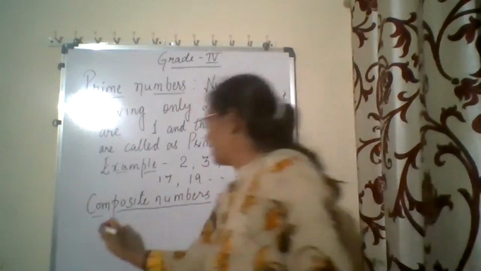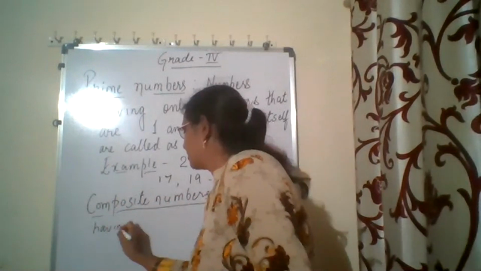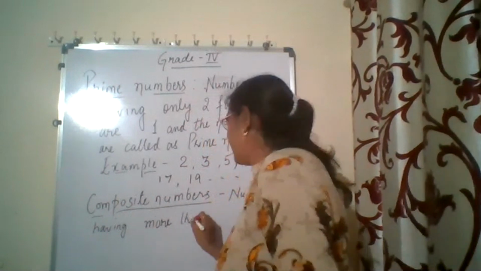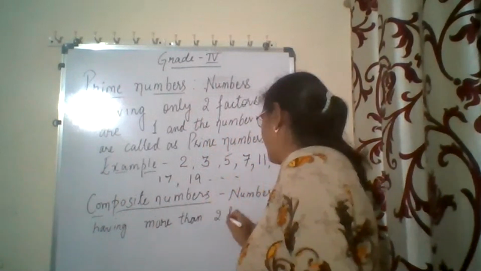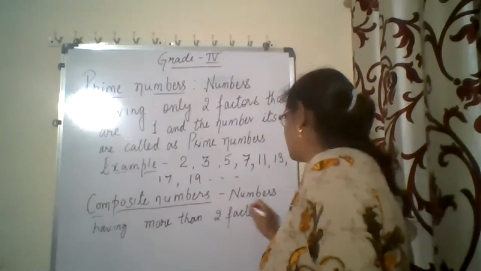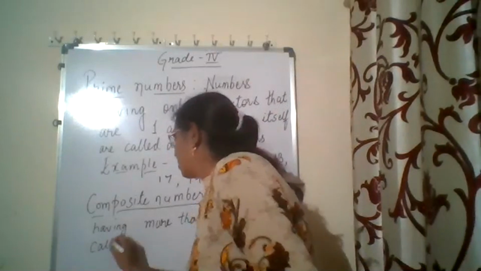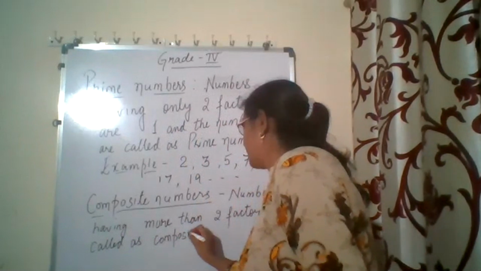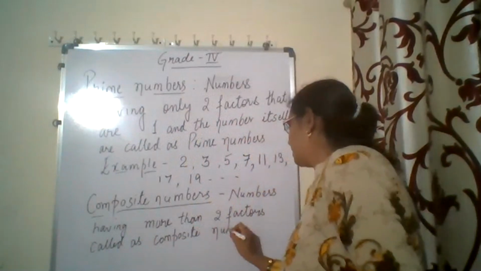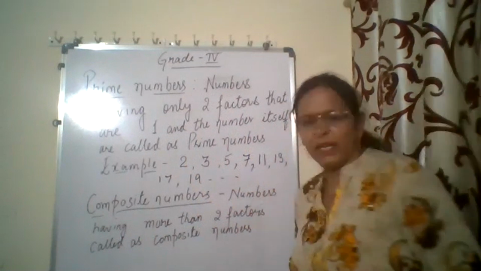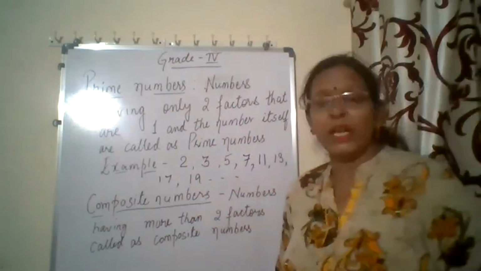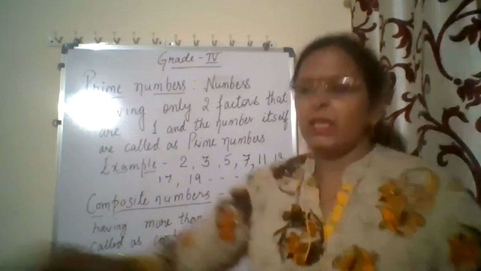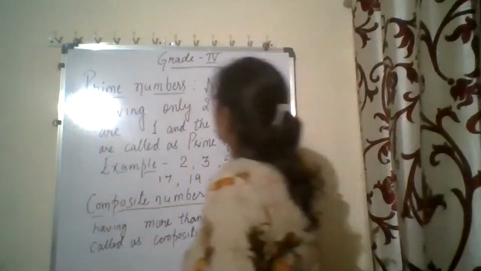Numbers having more than two factors are called composite numbers, right? So numbers having more than two factors are called composite numbers. Now let me explain what composite numbers are.